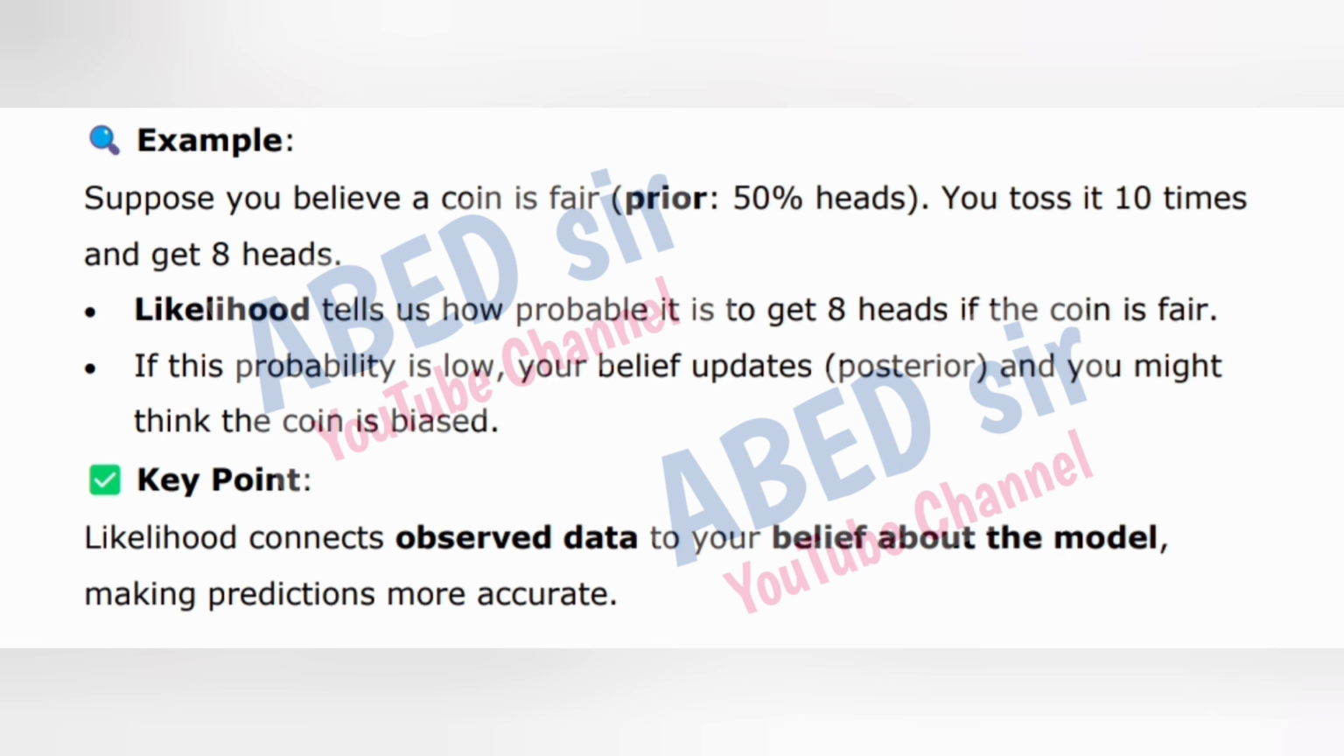Example: suppose you believe a coin is fair, prior 50% heads. You toss it 10 times and get 8 heads. Likelihood tells us how probable it is to get 8 heads if the coin is fair.